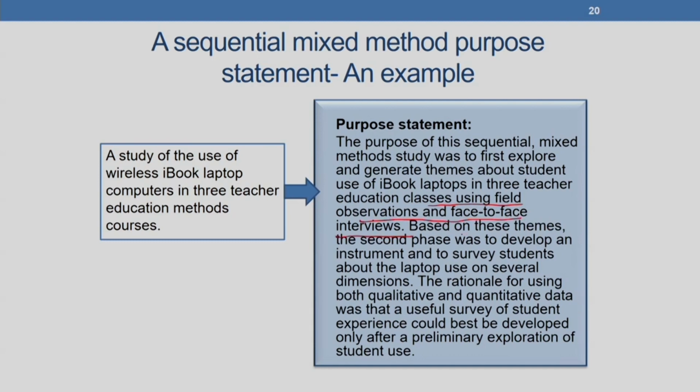So, here you have qualitative method being applied first, using field observations and face-to-face interviews. Based upon the themes that are emerging from the qualitative study, the second phase was to develop an instrument and to survey students about the laptop use on several dimensions. Notice the term developing an instrument. The rationale for using both qualitative and quantitative data was that a useful survey of student experience could best be developed only after a preliminary exploration of student use. So, this is a sequential exploratory study where the quantitative follows the qualitative. The second example that we had taken.